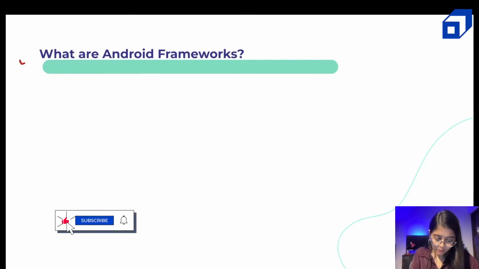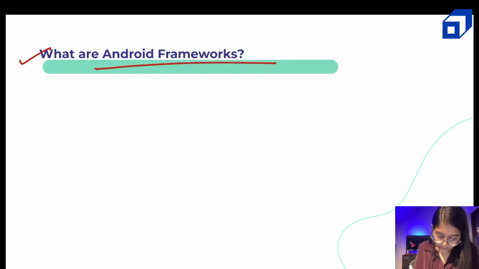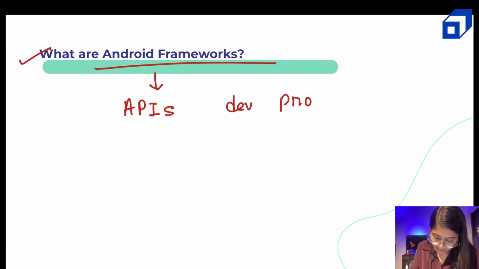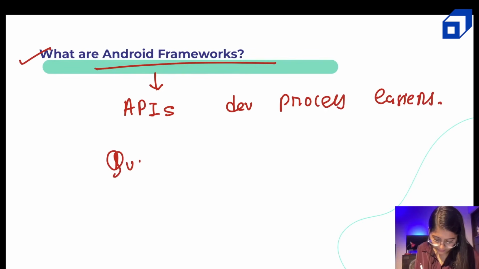And moving ahead, what are Android frameworks? So Android frameworks are a set of APIs that make the development process easier. Developers can write apps quickly because APIs provide tools like text fields, intents, etc.